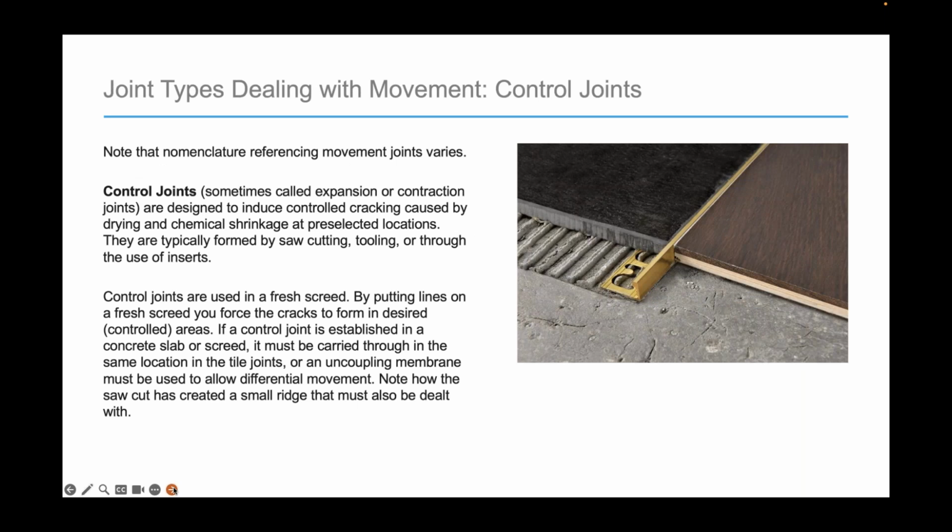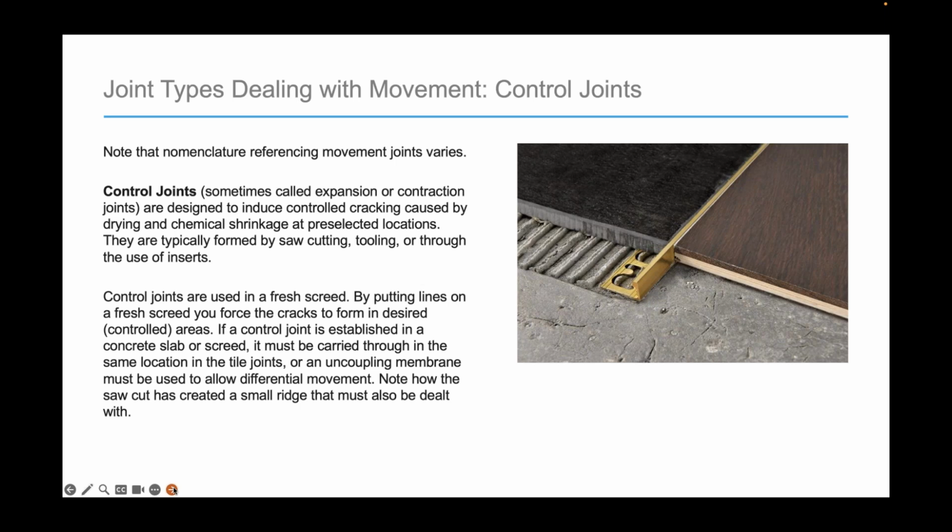All right, dealing with some movement joints and control joints. Note that nomenclature referencing movement joints varies. Control joints, sometimes called expansion or contraction joints, are designed to induce controlled cracking caused by drying and chemical shrinkage at pre-selected locations. They are typically formed by saw cutting, tooling, or through the use of inserts.